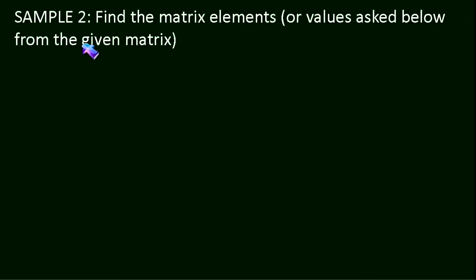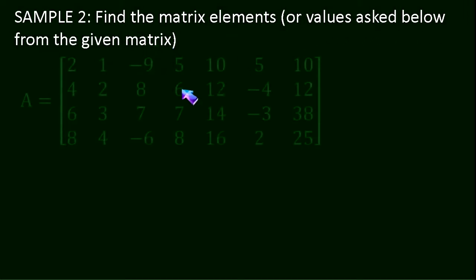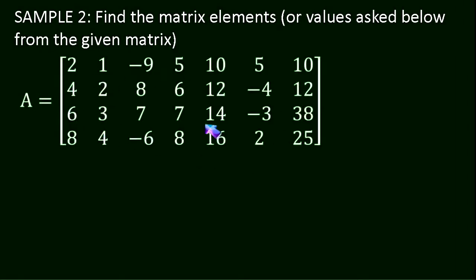So, we have here example 2. In our sample 2, we have to find the matrix elements or the values as below from the given matrix. We have here matrix A. 1, 2, 3, 4 rows and 1, 2, 3, 4, 5, 6, 7 columns. A 4 by 7 matrix A.